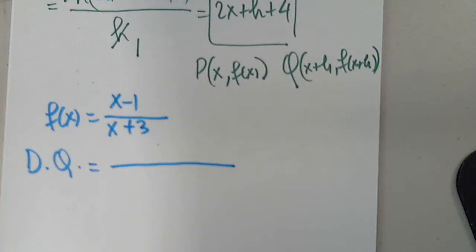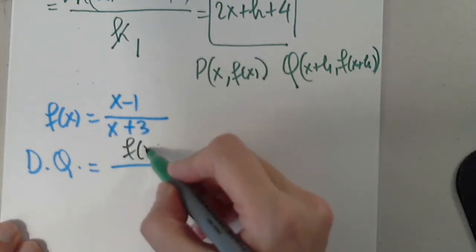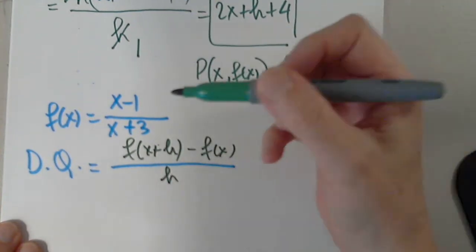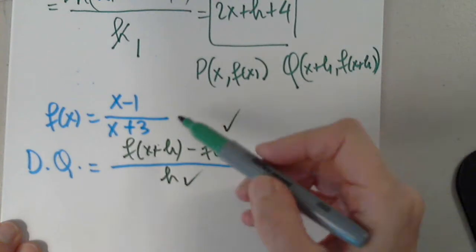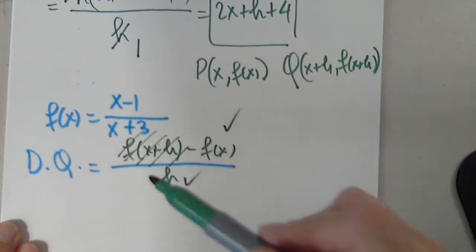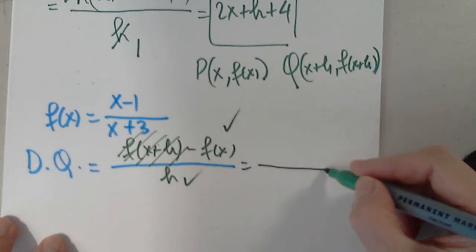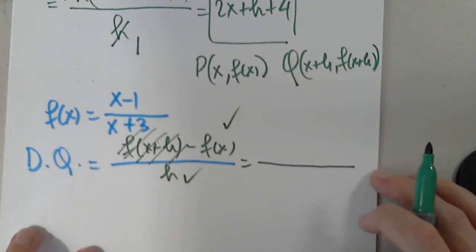Anyone? A difference quotient? f of x plus h minus f of x over h. Excellent. Thank you very much. So again, this is fine, this is fine, this is the problem. So we have to work on that. But because this is not a quadratic function, it's a rational function, we can write it out already.